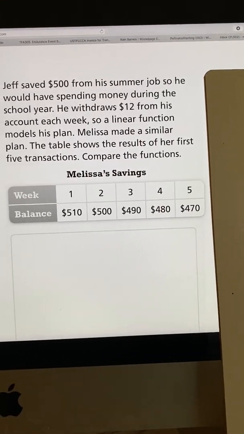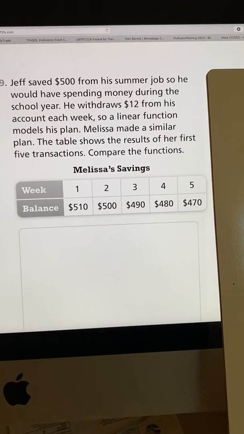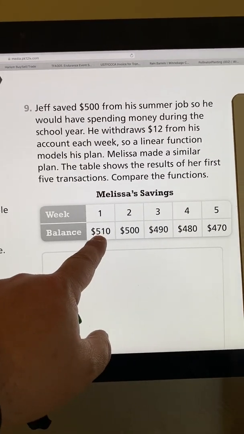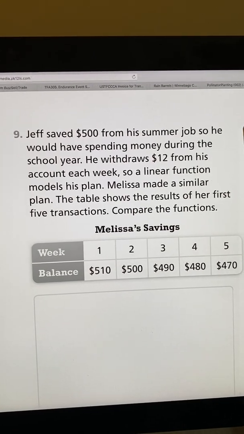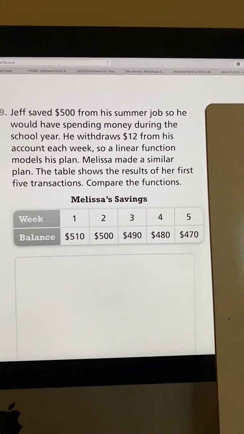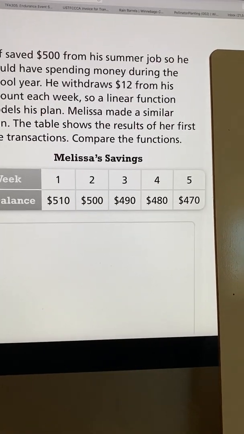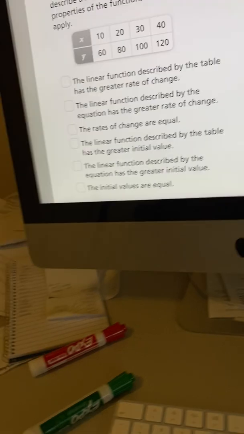How do I know Melissa's spending less? You're right. She's only going down by $10 every week. She's going down by 10, from 510 to 500 to 490 and so on. Jeff started at 500 and he's going down $12. So he starts with less and spends more. Jeff sounds like a dumb mathematician. All right. So that should help you with numbers 5 through 9 for the worksheet.